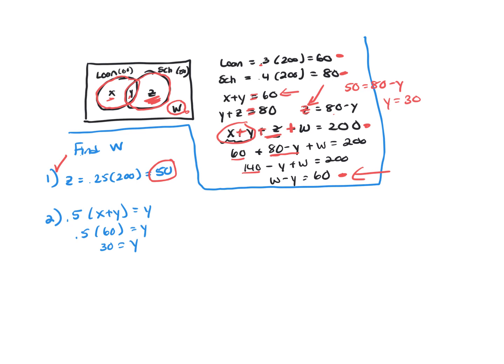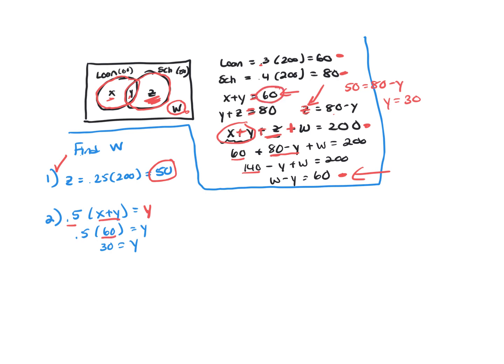50% of those surveyed who said they had received loans also said they had received scholarships. So that would be Y. Okay? And 50% of those surveyed who said they had received loans also said they'd received scholarships. That's X plus Y. So we know X plus Y is 60.